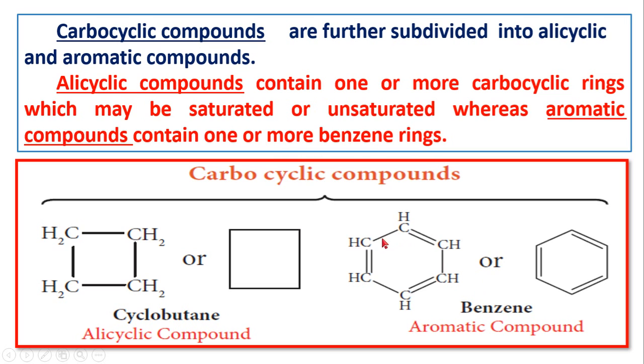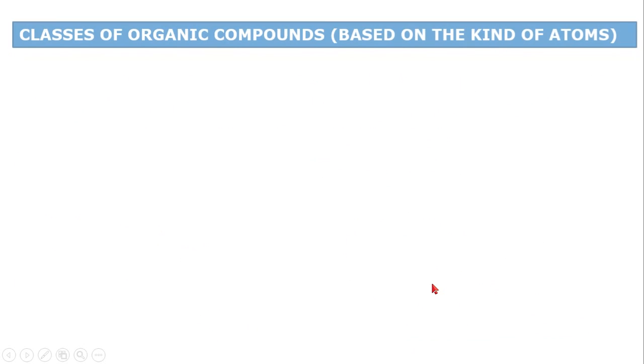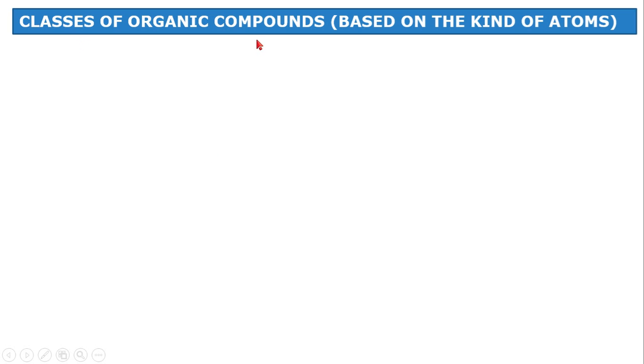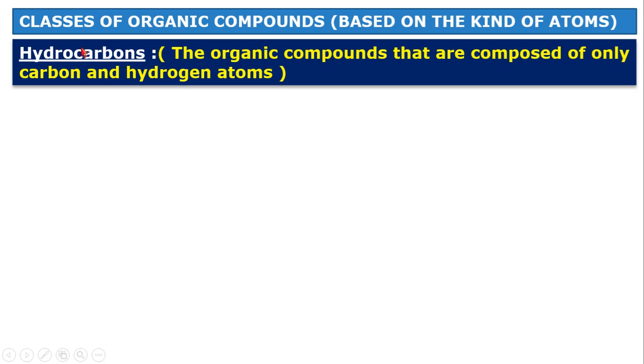Benzene. Okay, this is the structure of benzene. The name is benzene. The molecular formula of benzene is C6H6. This is an aromatic compound.